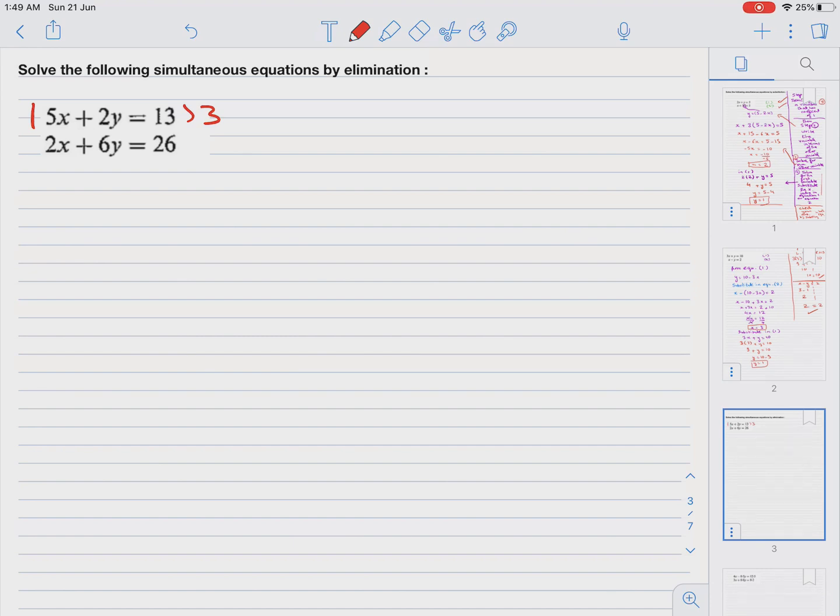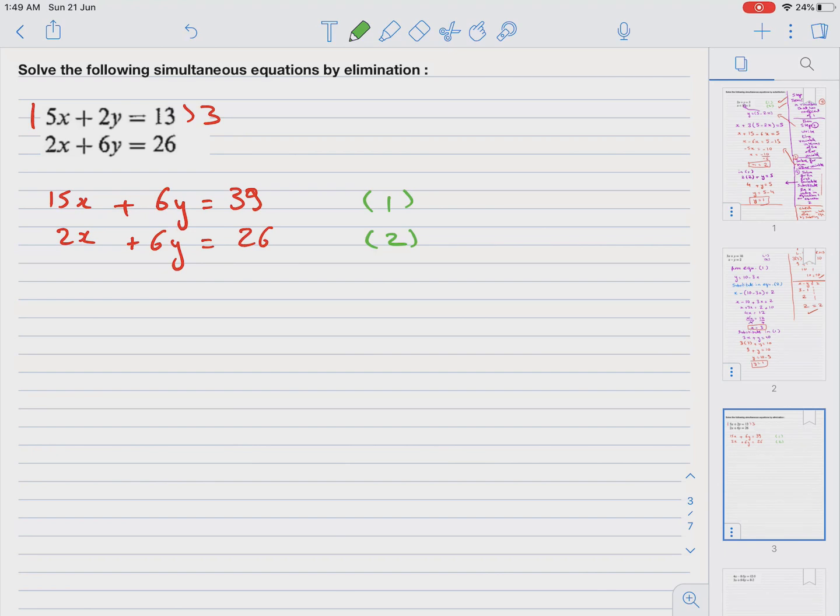So I will have now 5x times 3 will give me 15x, plus 2y times 3 will be 6y, 13 times 3 will be 39, then 2x plus 6y is equal to 26. Okay, perfect. So I have now 6y in the first equation. So let's call this equation 1 and this is equation 2. So now I have in equation 1, 15x plus 6y equals 39, and in the second equation, 2x plus 6y equals 26. Both equations have 6y and 6y.